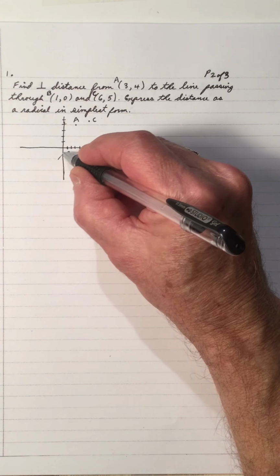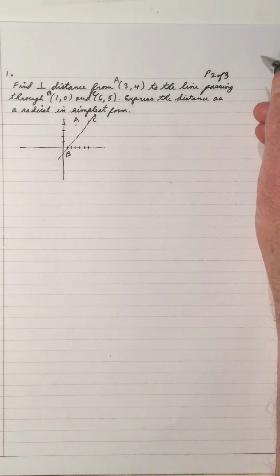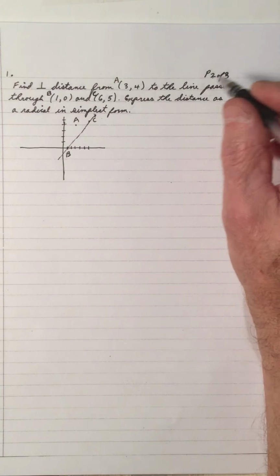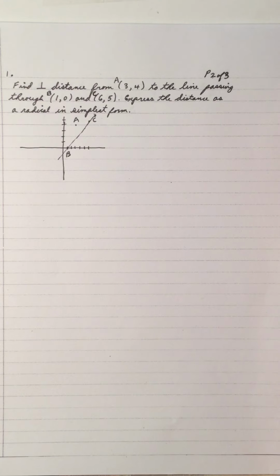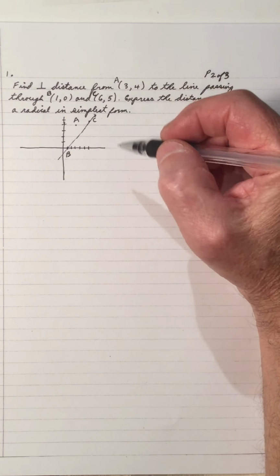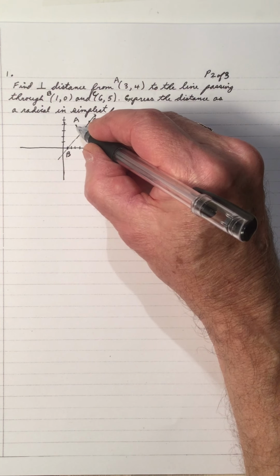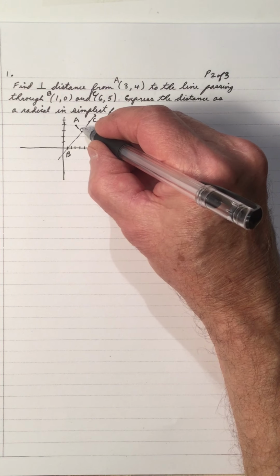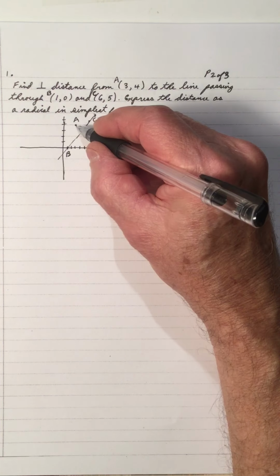Here's the line passing through B and C, and we want to find the distance. In math, when we find the distance from a point to a line, even though it's not said, it is understood to be the perpendicular distance. So we're trying to find this distance coming down from A to this line, and the perpendicular distance forms a right angle. So we've got to find how we're going to find this distance.